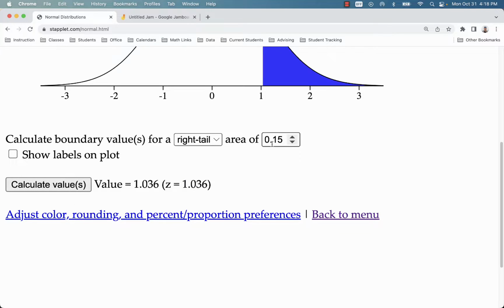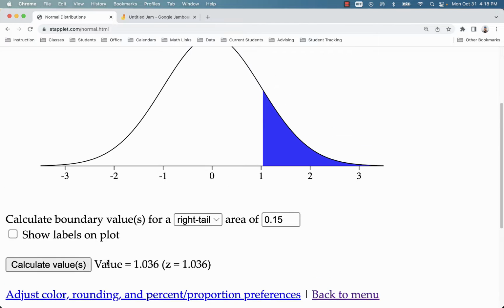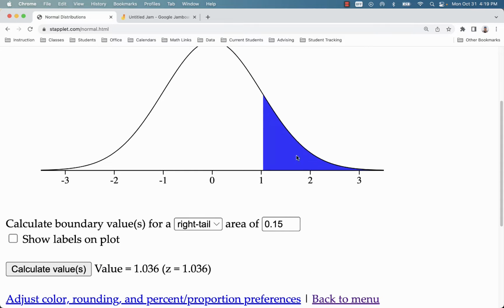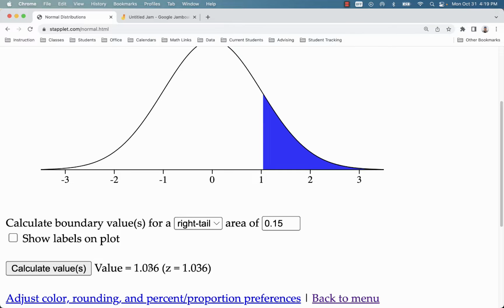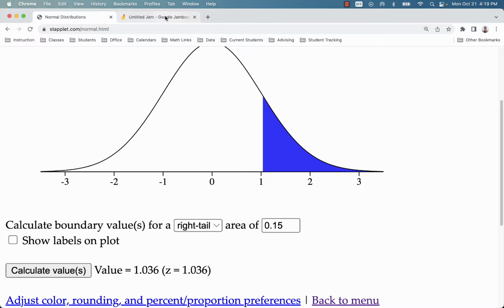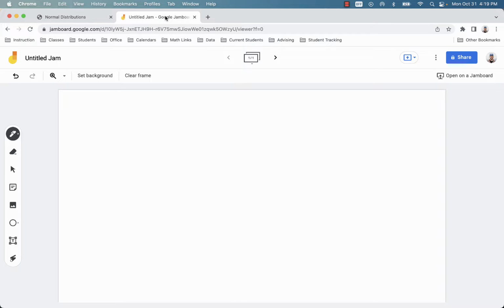We're plugging in an area, and it's going to shade that area. You can see that there. And tell us what it shades to. So imagine it shading from the right and saying, okay, we're landing at 1.036 or about 1.04. In the notation, you might see that a couple different ways. It's going to be the top 15%.